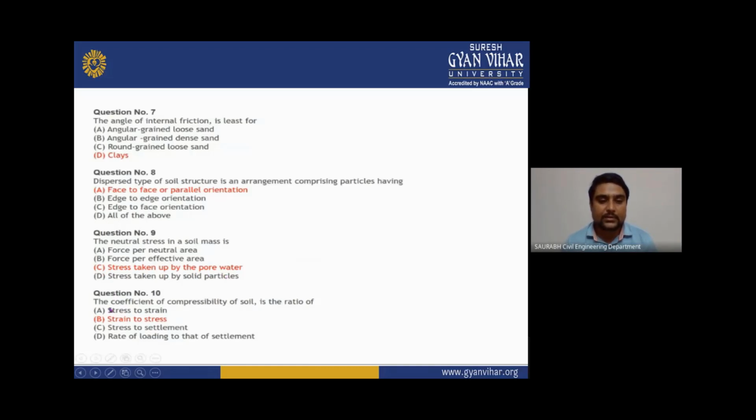Come to the next question. The coefficient of compressibility of soil is the ratio of stress to strain, strength to strain, strength to stress, stress to settlement, or rate of loading to that of settlement. Here the right answer will be B, strength to stress.